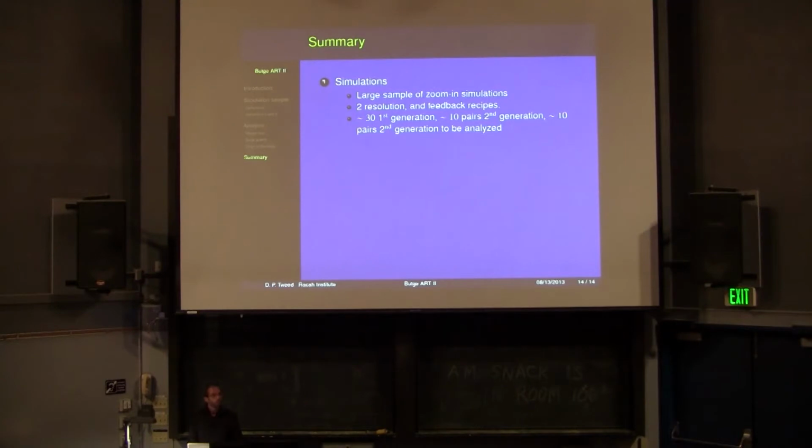So to summarize, we have a very large sample of simulation. I presented only results of generation 1 because I'm completing the work on generation 2 and 3. So we'll have results with 30 pairs of generation 2 and 3.